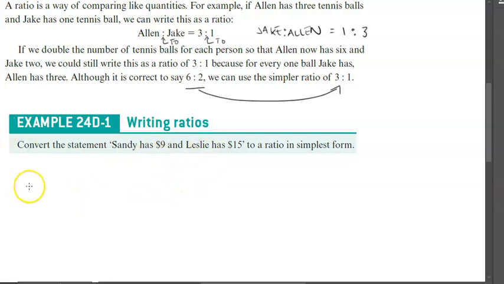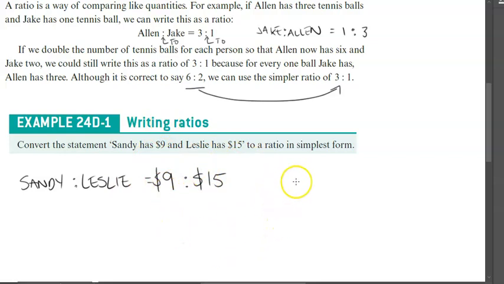So in this case, how you would approach this is Sandy to Leslie has a ratio of, because Sandy is first, $9 to $15. So right now we know that Sandy has $9 and Leslie has $15, but this can be simplified because there is a common factor. This can be reduced down to a simplified version. What you do is you try to find what the highest common factor is. What number can go into both 9 and 15 that is the biggest number, because we know there are a few numbers that can go into here, but the biggest number that can go into both 9 and 15 is 3.